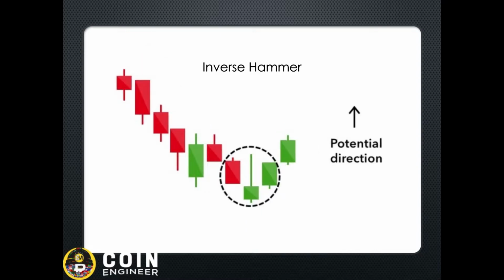We have the inverse hammer, and the only difference is the upper wick is long while the lower wick is short. It indicates a buying pressure followed by a selling pressure that was not strong enough to drive the market price down. The inverse hammer suggests that buyers will soon have control of the market.